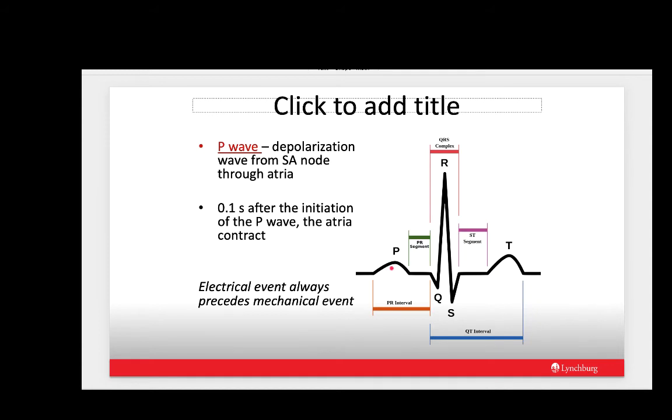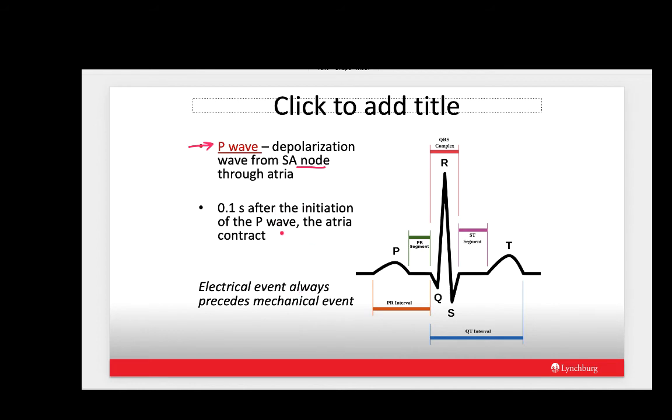And so we can see here with our particular QRS, here's our P wave. This is responsible for atrial depolarization. So we have a wave of depolarization that's going to travel from the SA node, because that's where it originates, through the atria. Following depolarization, we're going to have contraction.